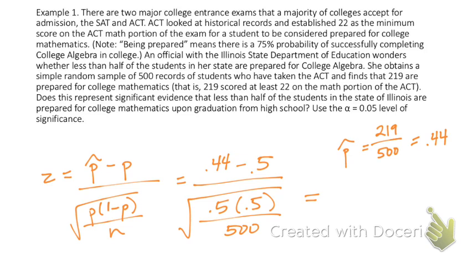What do you get? Wait, question. Where did the 0.5 come from? Those are my proportions from the null hypothesis. What does it equal? Negative 2.6832. So I'm going to say negative 2.6833. I'm going to go out 4 decimal places.